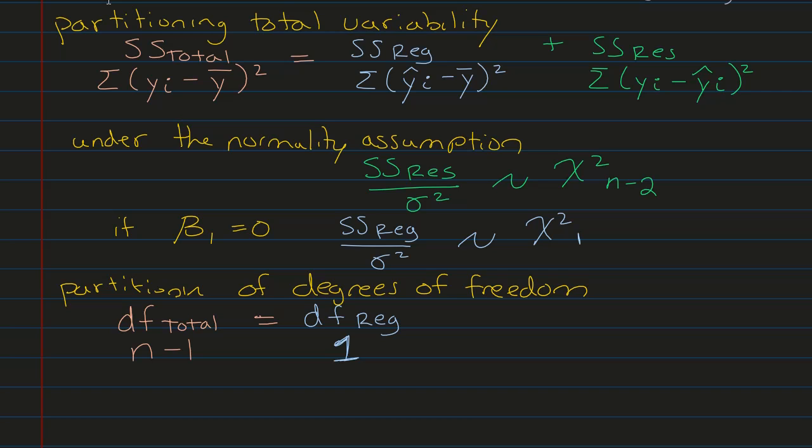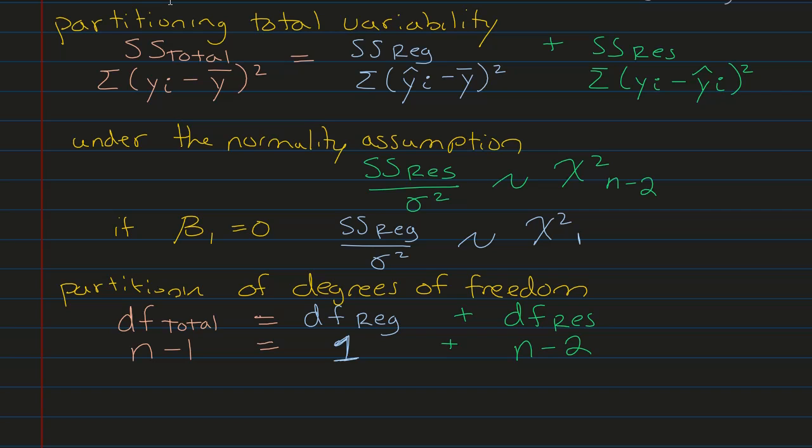So the degrees of freedom here are used to estimate the slope, plus the degrees of freedom for the residual, which in this case is n minus 2, which is the number of data points minus the 2 degrees of freedom used to estimate beta naught and beta 1, the intercept and slope. Okay, so we can see that this relationship is true: n minus 1 does equal 1 plus n minus 2.